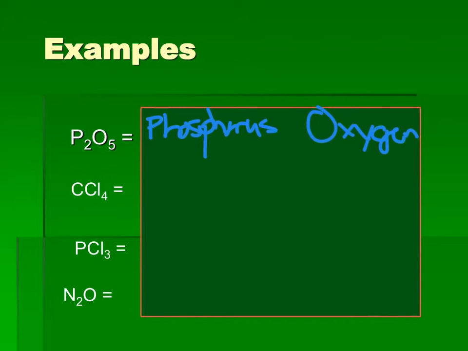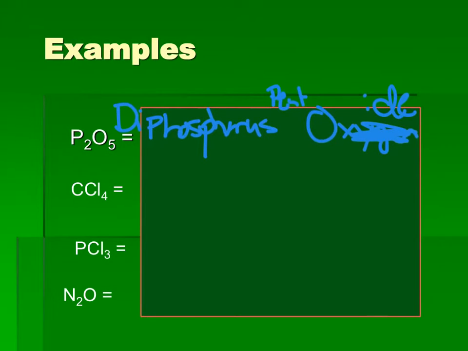Step number 2 says that we need to add in our prefixes based off of how many of the atom there are. So in this case, we have 2 phosphorus, so that is going to be diphosphorus. 5 oxygen is going to be pentoxygen. Realistically, I should be able to fit these directly in front of the elements. I'm just not leaving myself enough room. Step number 3 then says we change the second element to an IDE ending. So this is no longer oxygen, it is now oxide.